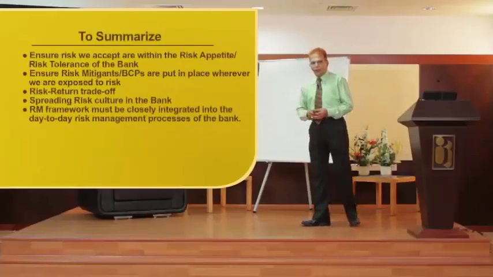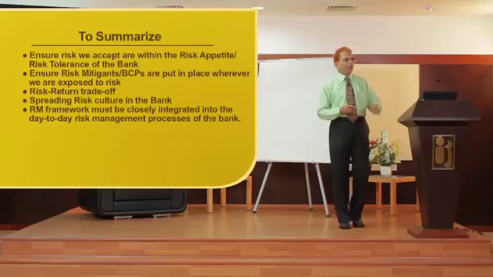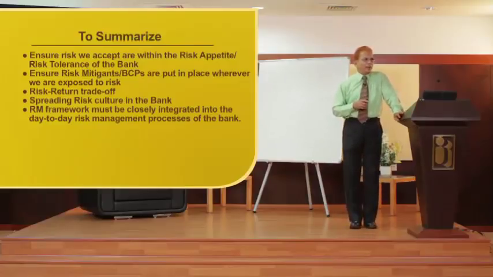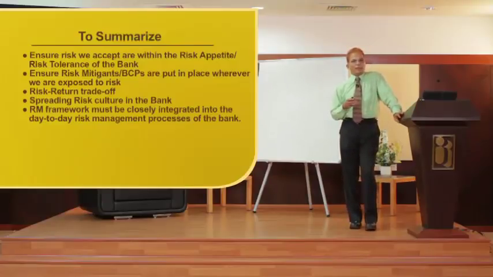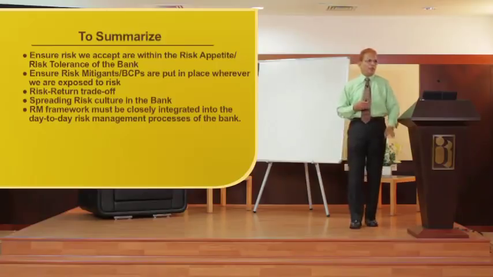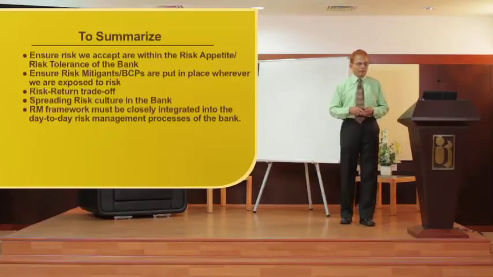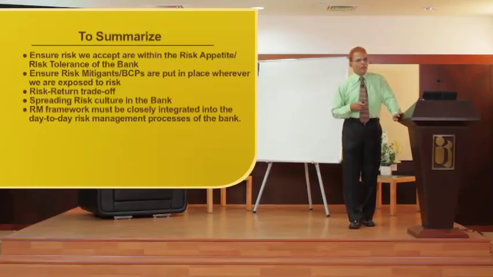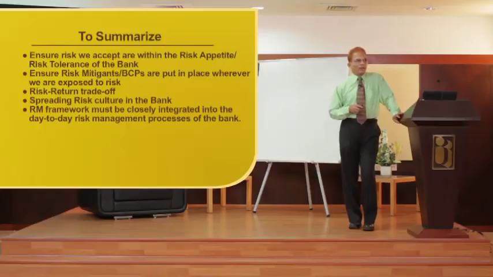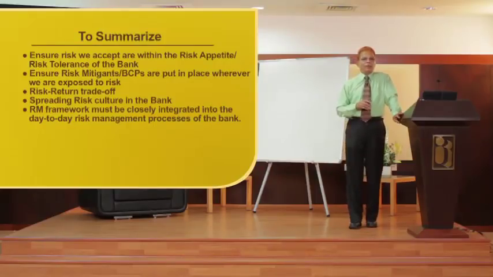Now, to summarize on operational risk: ensure that the risks we accept are within the risk appetite and risk tolerance of the bank. This is applicable to any kind of risk, whether market, credit or operational risk. Ensure risk mitigants and business continuity plans are put in place wherever we are exposed to risk. And it's always said you must have a proper trade-off between risk and return, which becomes very critical.